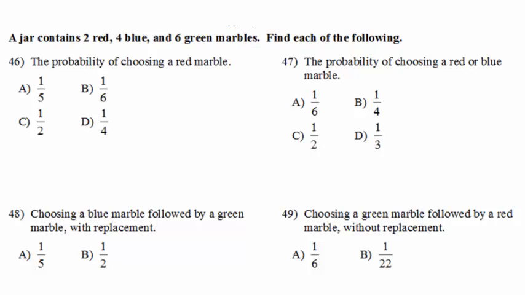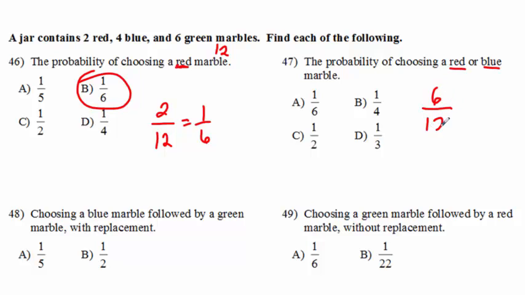Probability. Our situation is up here in the instructions: 2 red, 4 blue, 6 green, for a total of 12 marbles. The probability of choosing a red marble: there are 2 red marbles out of 12, so that's 2 out of 12, which is 1/6. The probability of choosing a red or a blue: well, there are 2 red and 4 blue for a total of 6 out of 12, which simplifies to be 1/2.